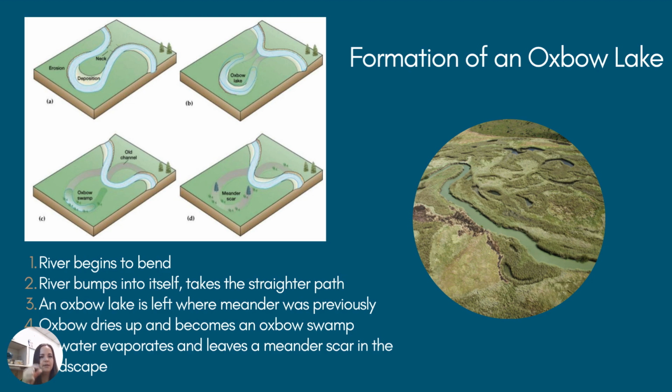Okay, so that neck there in the cartoon A, it starts to get really, really narrow, and then it bumps into each other, and then it just takes the straighter path and leaves behind kind of a horseshoe-looking feature with some water in it, which we call an oxbow lake. And then eventually it dries up, becomes an oxbow swamp. And then as the water evaporates, it leaves behind a meander scar.